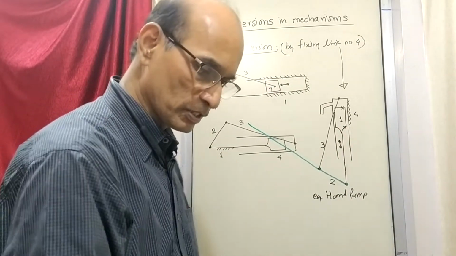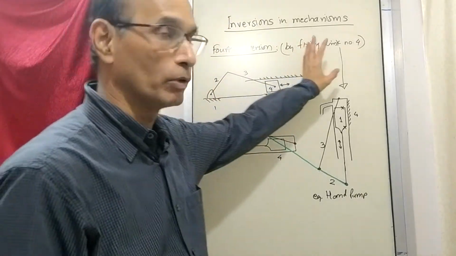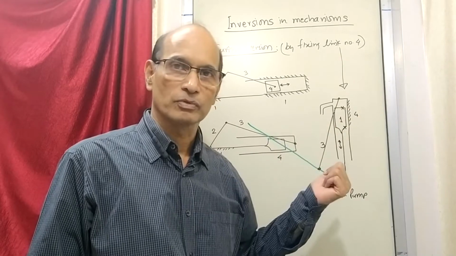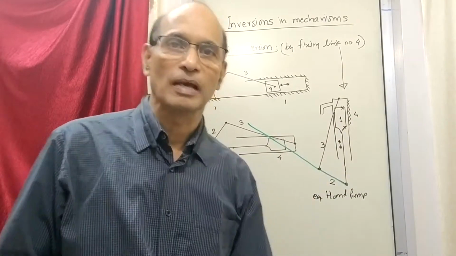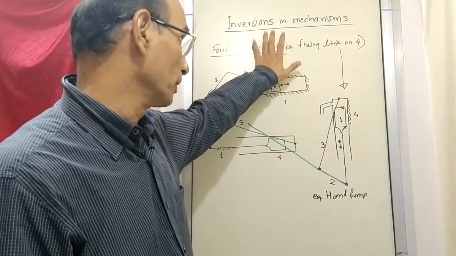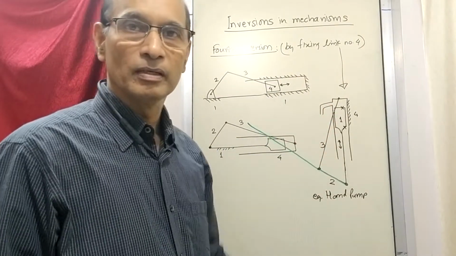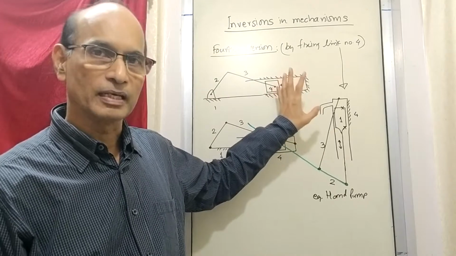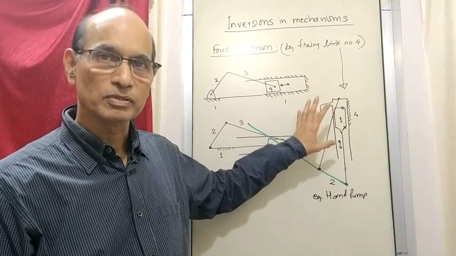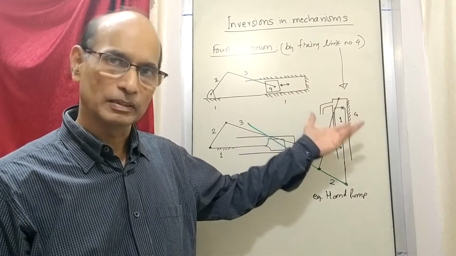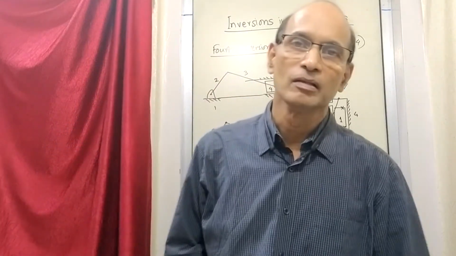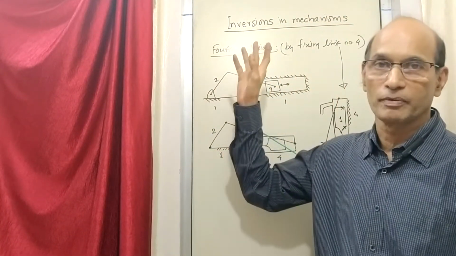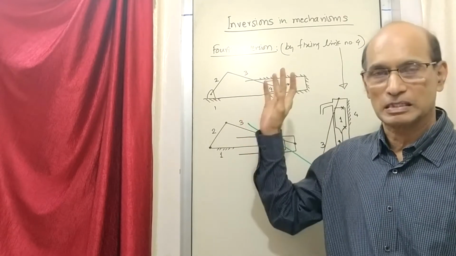So these are the inversions, and by inversions what we mean is, by fixing different links, we get different types of mechanisms. Okay. So sometimes you may be asked for short notes on this topic. Otherwise, this is just a theoretical topic. We have learned inversions only to the extent of 4-bar mechanisms. There are many other examples, but for our syllabus we are restricting ourselves to the inversions of a 4-bar mechanism, the slider crank mechanism.